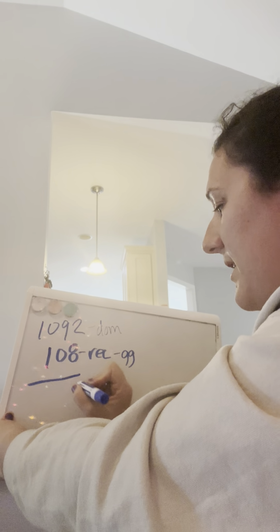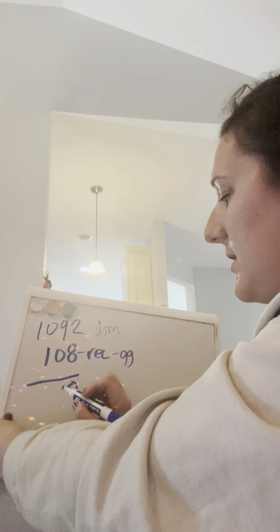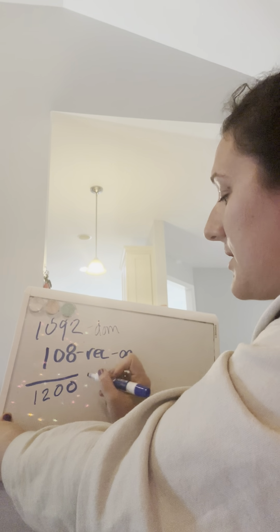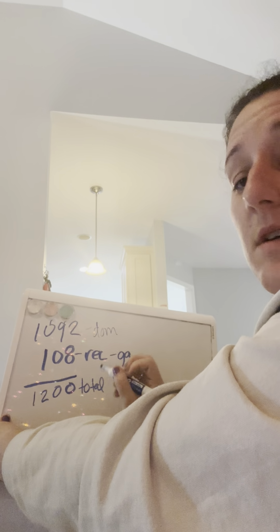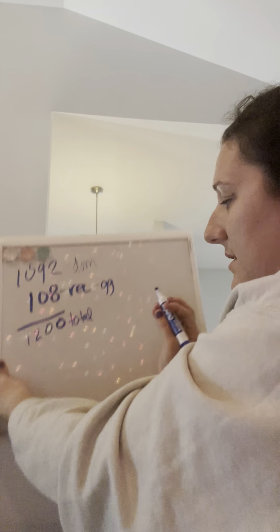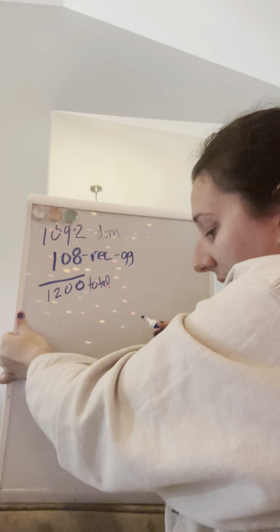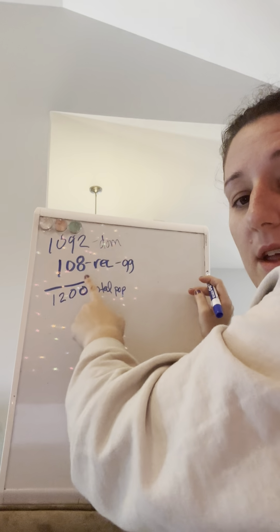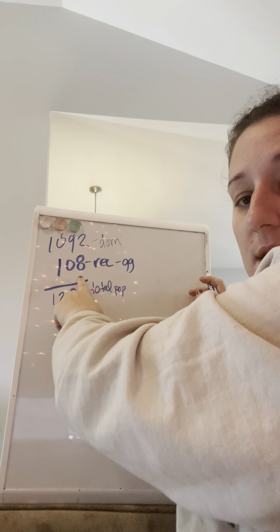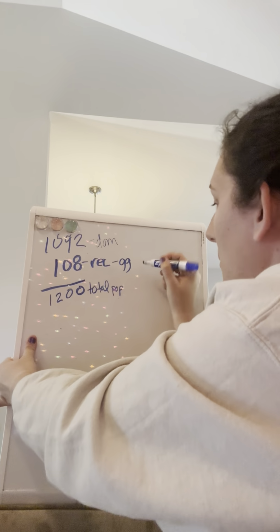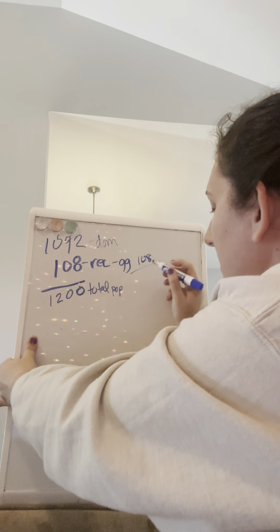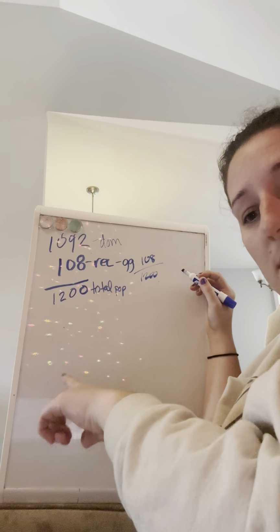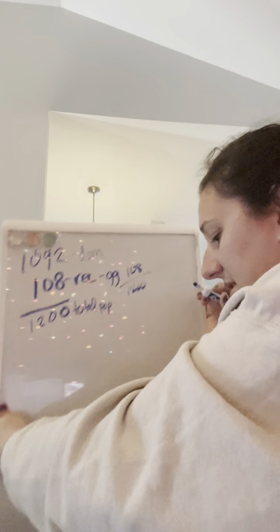So add that up. 0, carry the 1. 0, carry the 1. 2, 1. All right, so your total population is 1,200. Total pop. Okay? So you know that you've got 108 here and you've got 1,200 here. So you go 108 over 1,200.